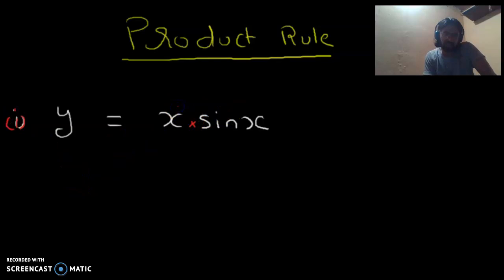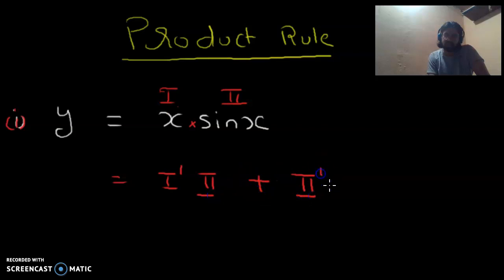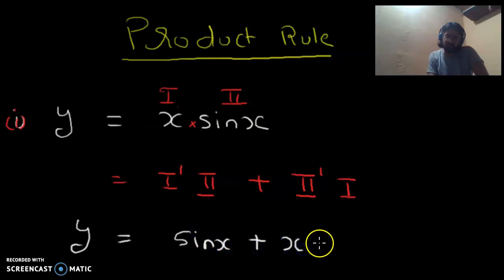So in that case, how do you go further? I'll tell you what you do here. You name them first function and second function. We differentiate the first function and keep the second function intact, and then we differentiate the second function and keep the first function intact. Let's try with this. y equivalent to differentiate the first function: the differentiation of x is 1. Then put the first function like this and differentiate the second function: the differentiation of sin x would be cos x. That's it.